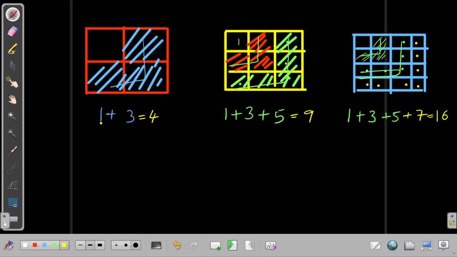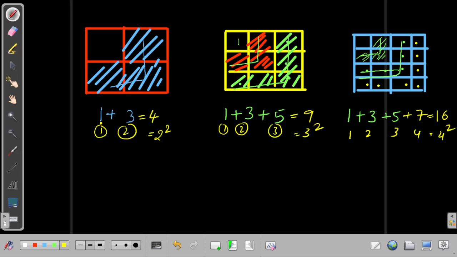But how can we say it directly? Yes, we can say it directly by looking at how many terms there are. Here 1 term, 2 terms, so we can directly say 2 square. Here 1, 2, 3, three terms, that means 3 square. Here 1, 2, 3, 4, it is nothing but 4 square.